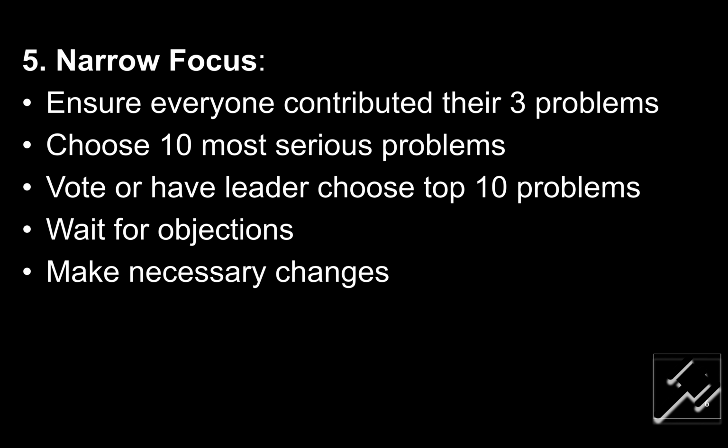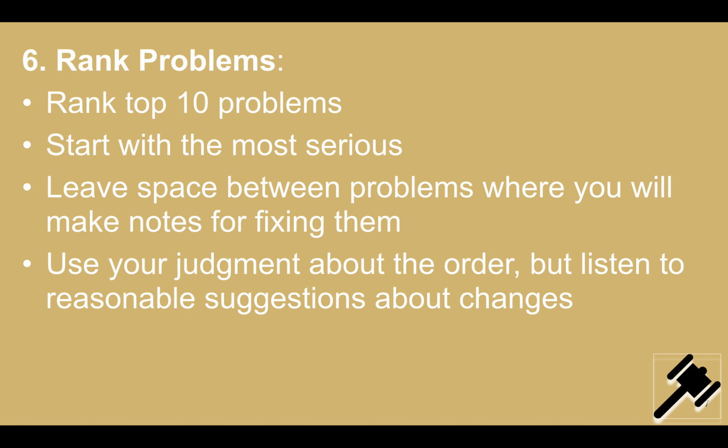Number 5, you want to narrow the focus. From your group read aloud, you want to ensure that everyone has contributed their 3 problems. You want to choose the 10 most serious problems out of your group, and depending on your democratic style, you may want to have a vote, or you may want to have you as a leader choose the top 10 problems. After you do that, you want to wait for any objections people might have, and then based on the objections, you might want to make any necessary changes.